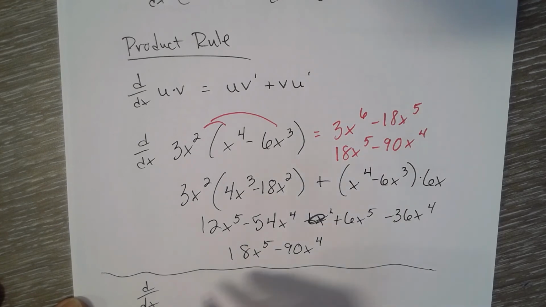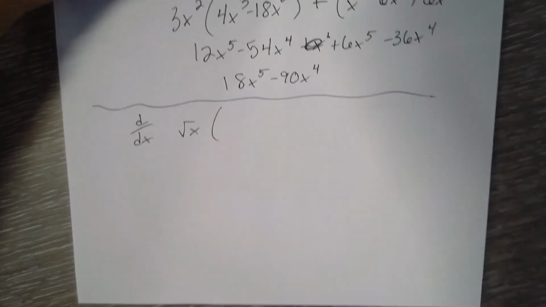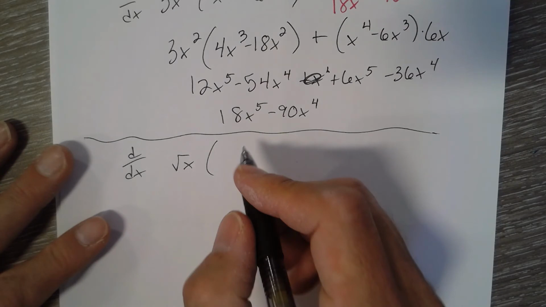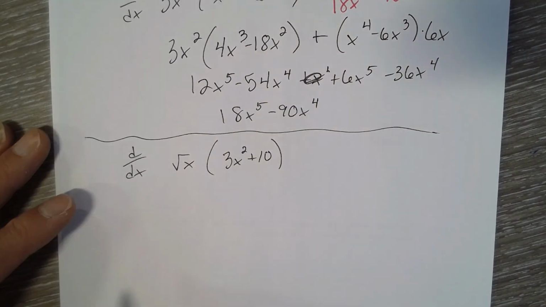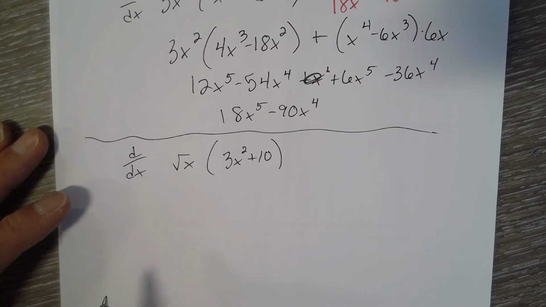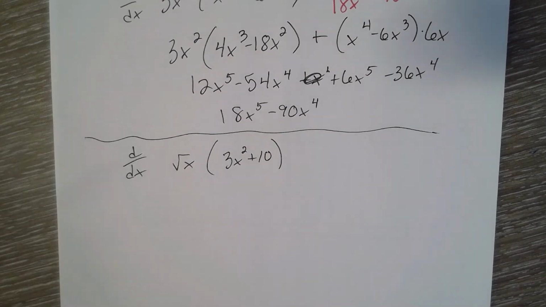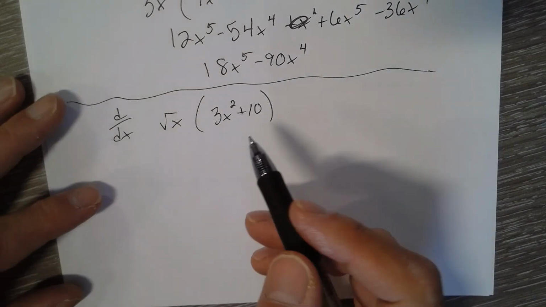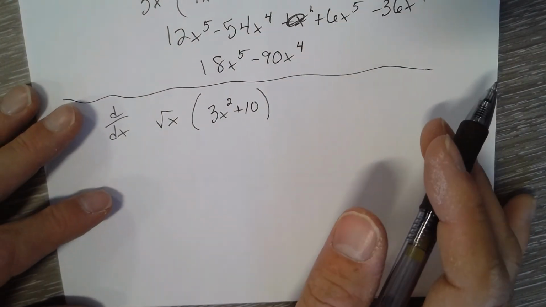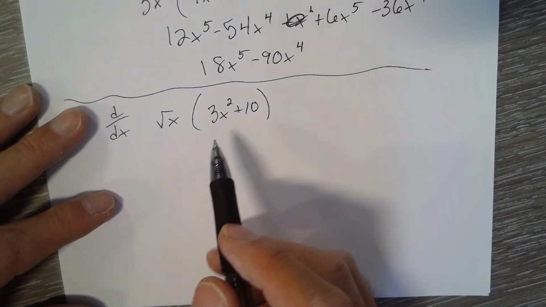But if you had like the square root of x times trig stuff or log stuff, or I'll just do another polynomial, 3x squared plus 10. Why don't you try doing the product rule with this one? Alright, so like I said, this was a pretty hard problem. I should have given you an easier one just to get used to the rules.